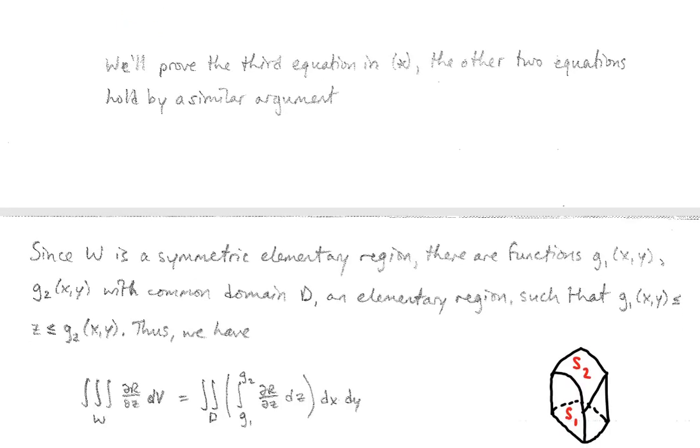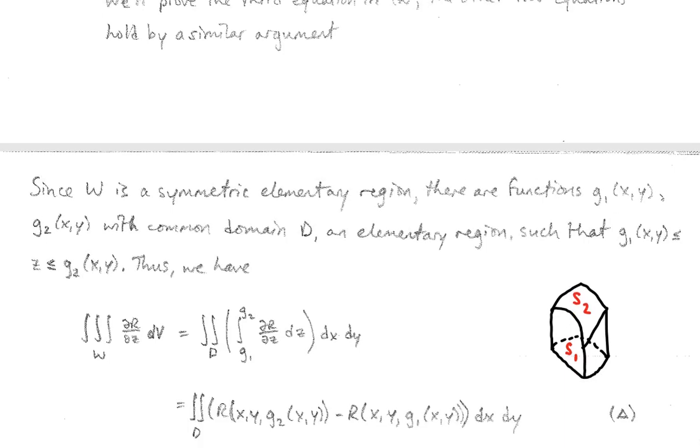So, since our region W is a symmetric elementary region, as we assumed in the hypotheses, I can take that z variable and have z bounded between two functions, g1 and g2, and each of these functions are functions of x and y. These functions have a common domain D. So making these substitutions into the triple integral, the triple integral over W becomes the double integral over D of the integral from g1 to g2 of R sub z. And g1 and g2 are the z bounds, so we have to have a dz following right after that R sub z. And then on the outside, we have the dx and dy associated with our domain capital D. We could have put dy dx. It really doesn't matter, but this is just what we chose to do.